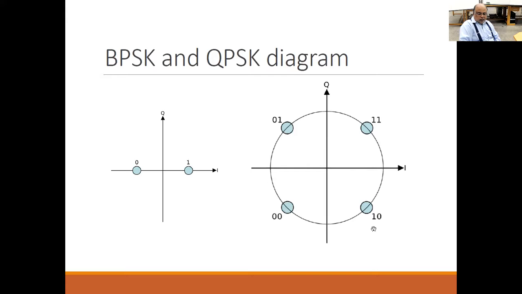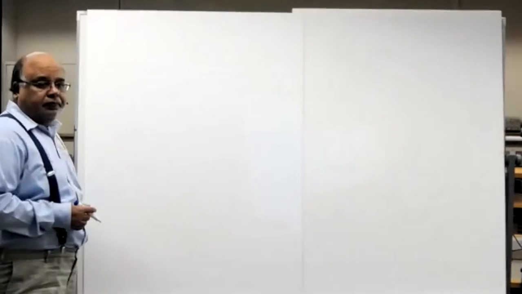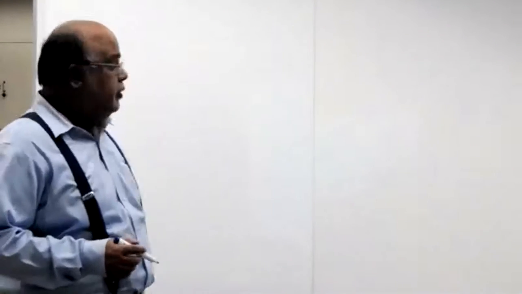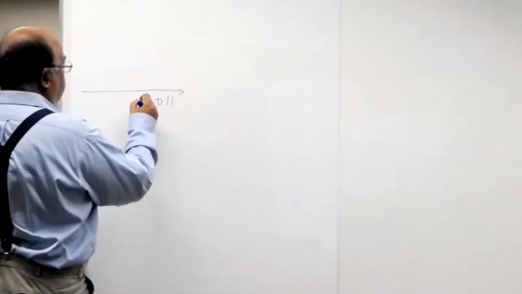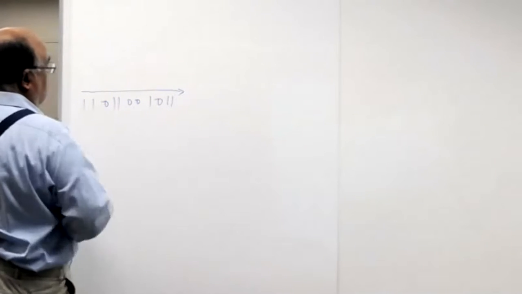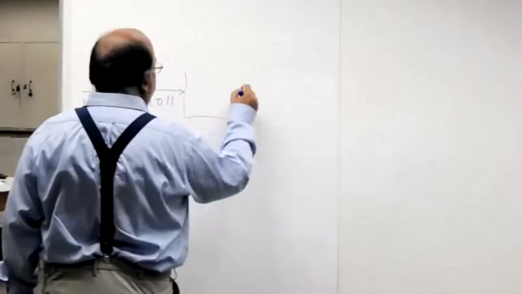So basically, I would like to explain this in a little more detail. For example, you wanted to send a bit stream like this: 1 1 0 1 0 0 1 1 0 1 0. You want to send this bit stream through a QPSK modem.